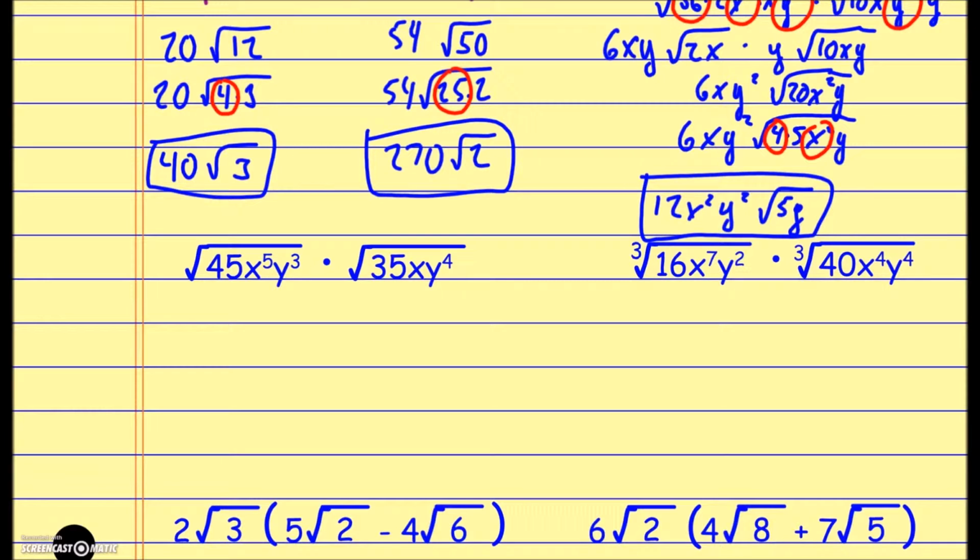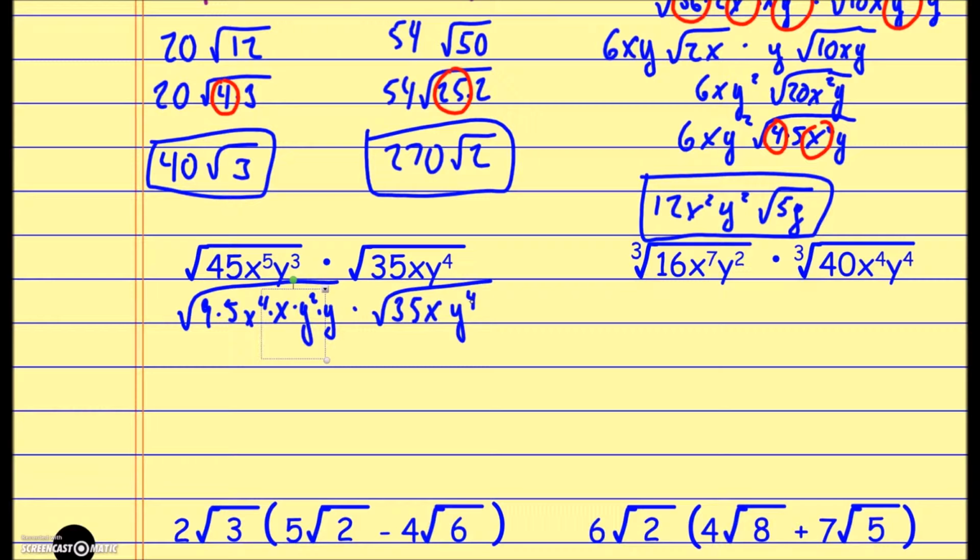I think it's going to be easier to simplify a little bit first. So when I simplify this one, again, I'm going to break this down into a 9 times 5. The x to the fifth, I'm going to break down to x to the fourth times x. And the y to the third, I'm going to break down into y squared times y. Over on the other side here, the square root of 35. The 35 I can't really do anything with, so I'm going to leave it the way it is. Then I've got the x, and the y to the fourth is already fine the way it is.